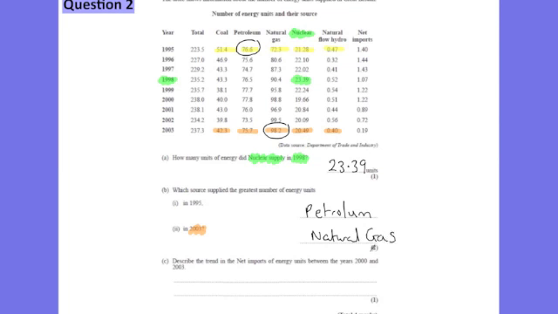C. Describe the trend in the net imports of energy units between the years 2000 and 2003. So we're looking here, net imports 2000 to 2003. Looking here at the numbers starting at 1.22, what's happening each year? Decreasing. So the number of net imports of energy has been decreasing between the 2 years 2000 and 2003.